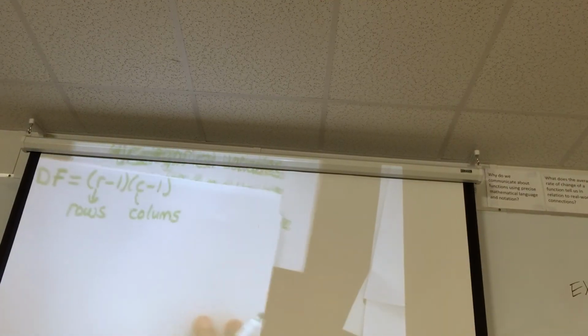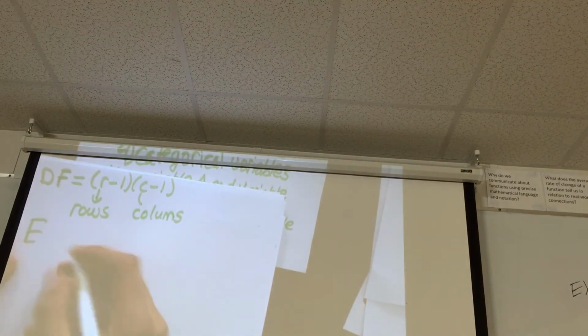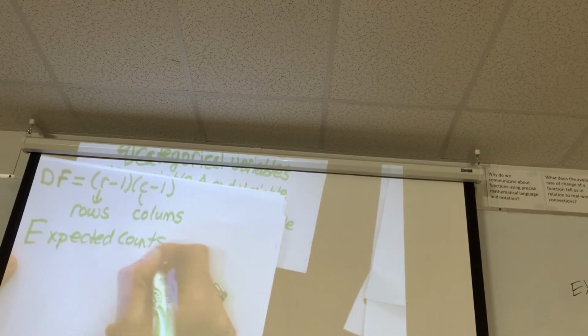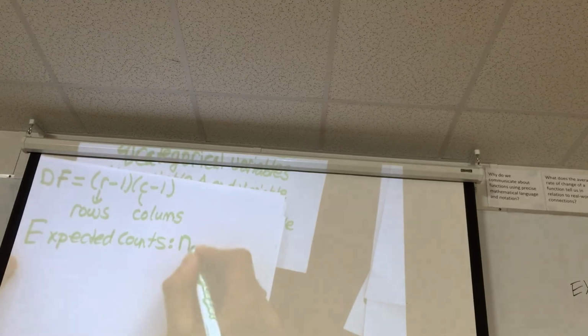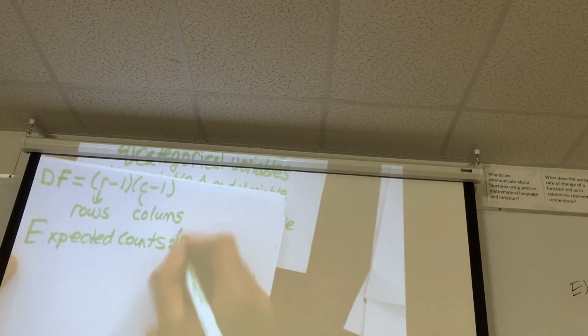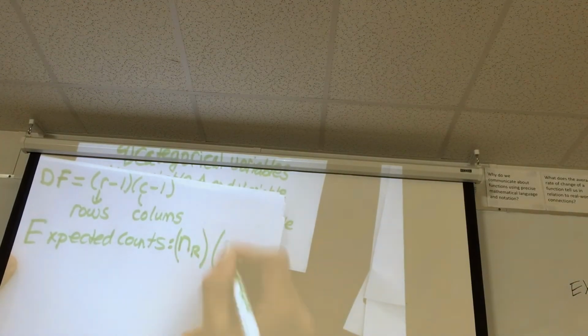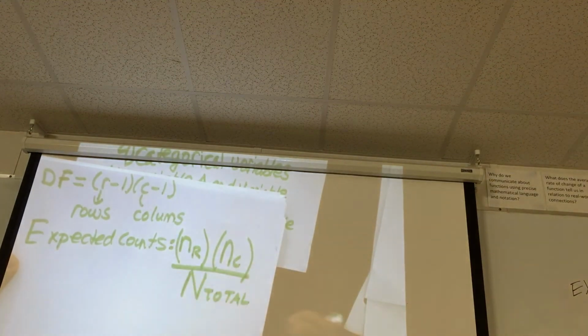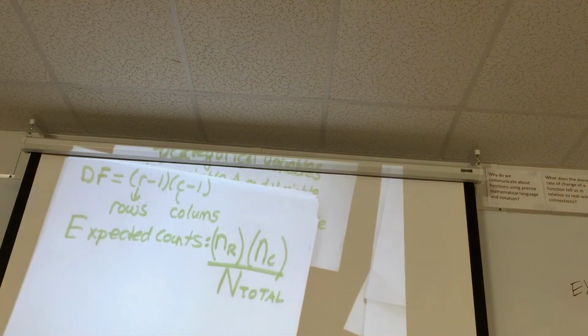Okay, and the expected counts, let's get the formulas down, then we'll do an example, is n from the row times n from the column divided by n total. And again, example will flesh this out.